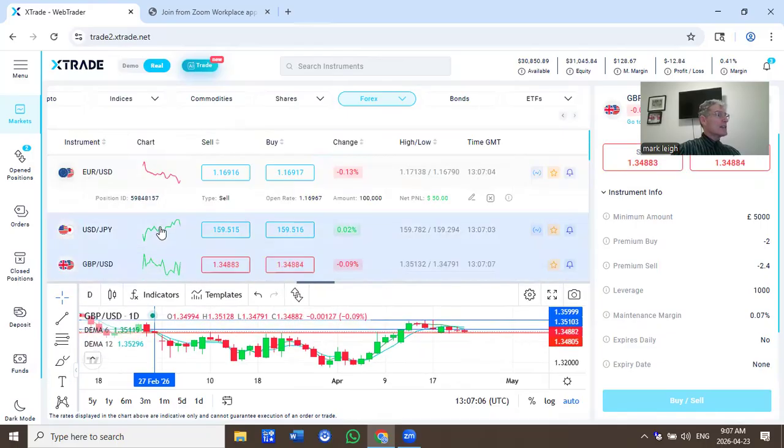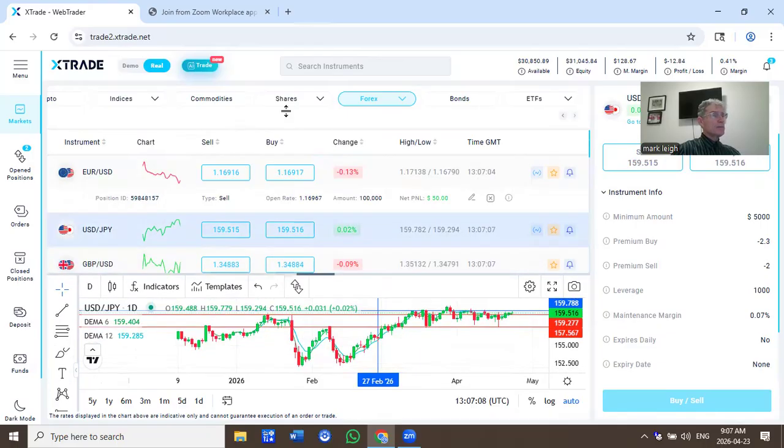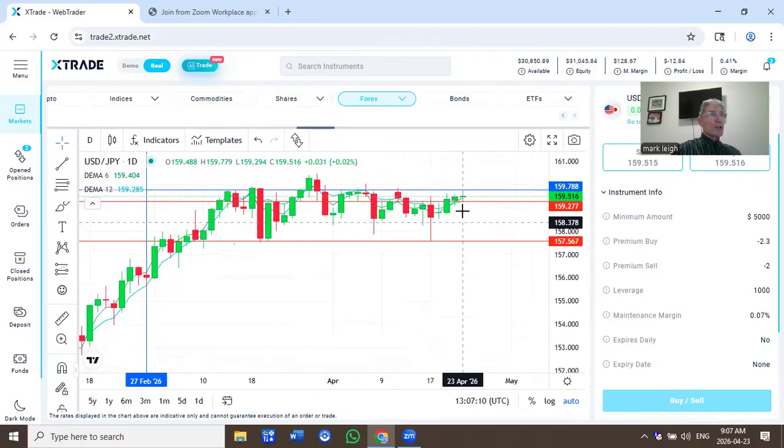US dollar against the yen. US dollar did push higher. You can see that. I've got resistance at 159.78. I've got support at 159.27. For now, doji-like candlestick, back where it started, has tested higher and lower.